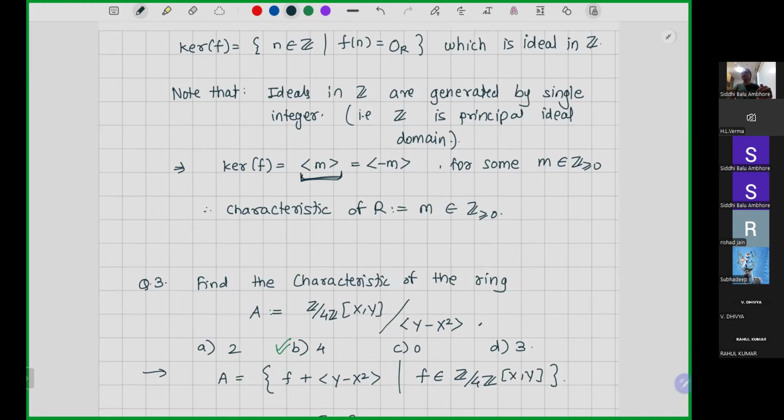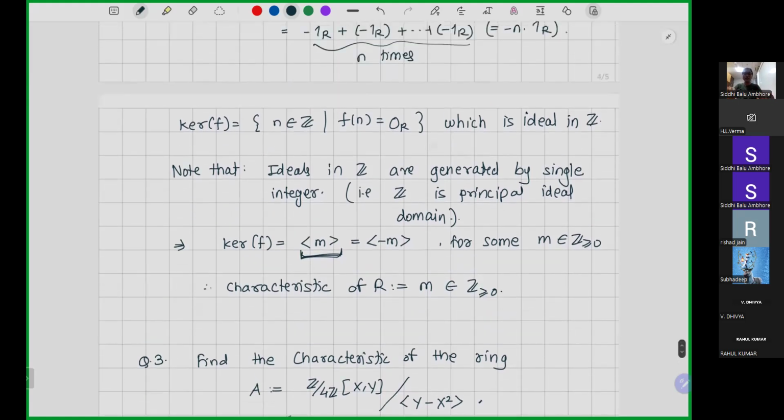Because once we have the zero ideal, everything is 0. I mean, the only element belonging to that ideal is 0. So when we have a non-zero ideal, it is generated by some non-zero element M. That M is actually the smallest non-negative integer belonging to that ideal generated by M.